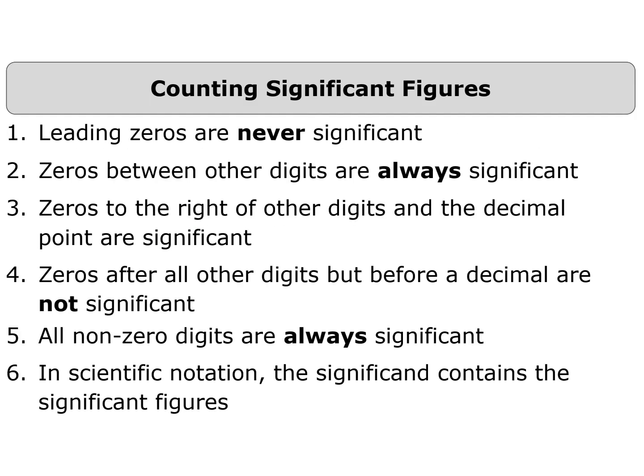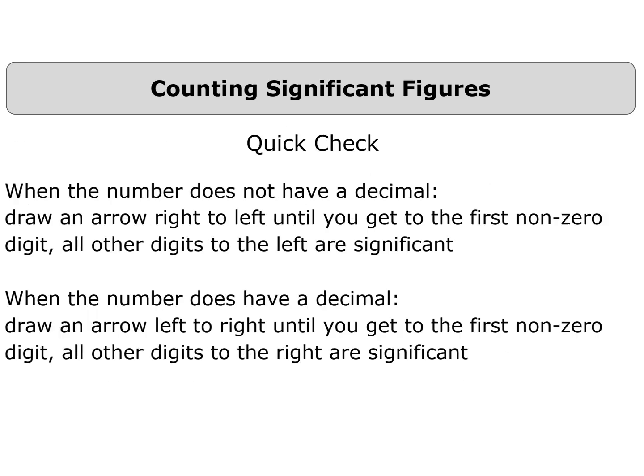So here is a summary of all of our rules. But a quick way to check for significant figures is when a number does not have a decimal, draw an arrow from the right to the left until you get to the first non-zero digit, then all other digits to the left are significant. When the number does have a decimal, draw an arrow from the left to the right until you get to the first non-zero digit, then all other digits to the right are significant.